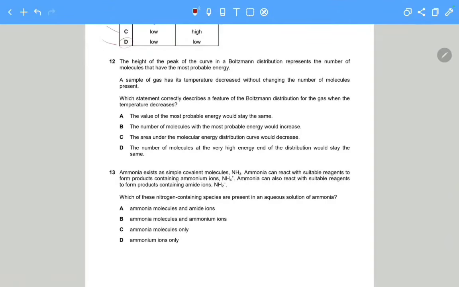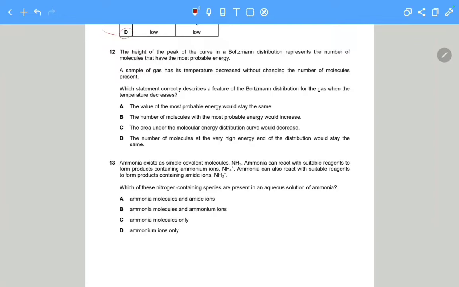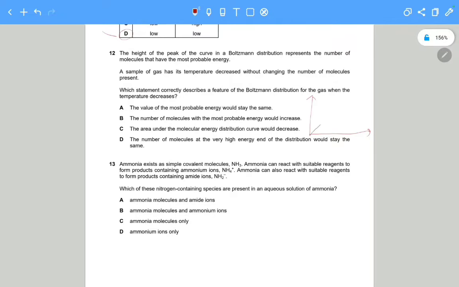Question 12. The height of the peak of the curve in a Boltzmann distribution represents the number of molecules that have the most probable energy. A sample of gas has its temperature decreased without changing the number of molecules present. Which statement correctly describes a feature of the Boltzmann distribution for the gas when the temperature decreases? So before we look at the options, let's draw this out, the Boltzmann distribution curves, so that we can see what is happening. So at high temperature, we have something like this.